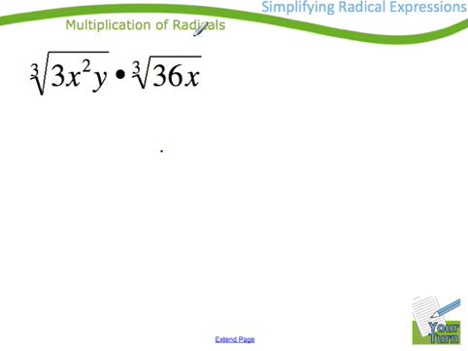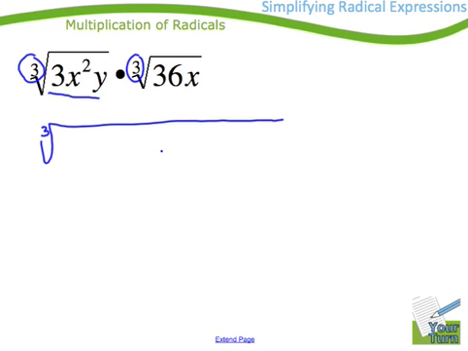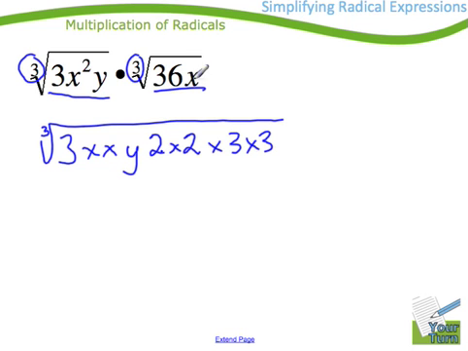Okay, if I'm multiplying radicals, as long as the indexes are the same, like I said at the start, I can multiply the stuff inside. However, rather than multiplying stuff, typically, again, I like to rewrite it out. So I'd write the cube root, and I'm going to write all of these as factors inside here. So I have a 3, and I have a couple x's, a y. 36 is 4 times 9, so that would be 2 times 2, and 3 times 3, and I have an x.